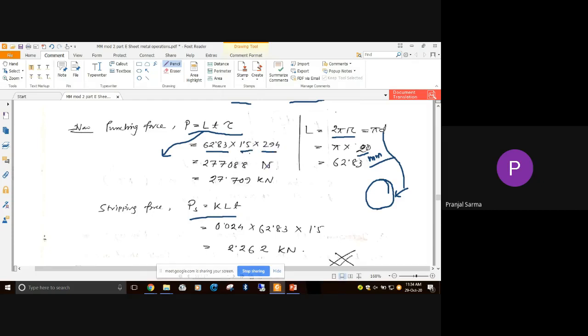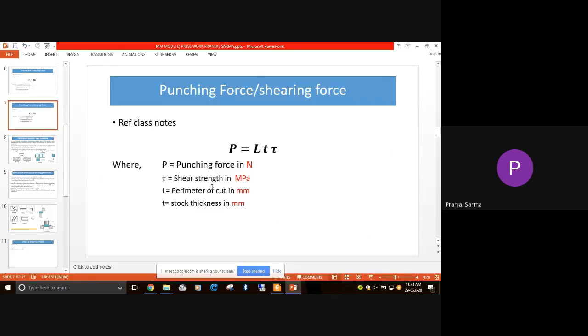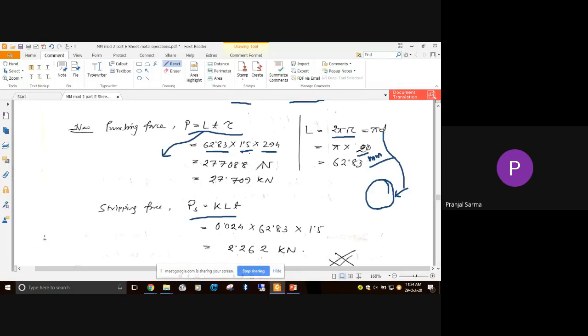If you recall, if we use this formula with tau in megapascal, L in millimeter, T in millimeter, then we get the punching force in Newton. You have to be careful with that. So initially it is in Newton, and if we convert it to kilonewton, it will be 27.708 kilonewton. So that is about the punching force.